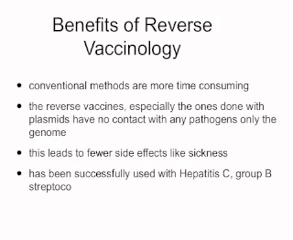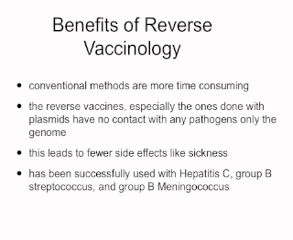Benefits of reverse vaccinology: the conventional methods are more time-consuming than making a reverse vaccine. The reverse vaccines, especially the ones done with plasmids, have no contact with any pathogens, only the genome. This leads to fewer side effects like sickness. These techniques have been successfully used with hepatitis C, Group B streptococcus, and Group A meningococcus.